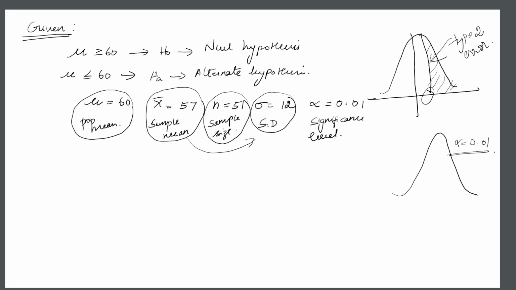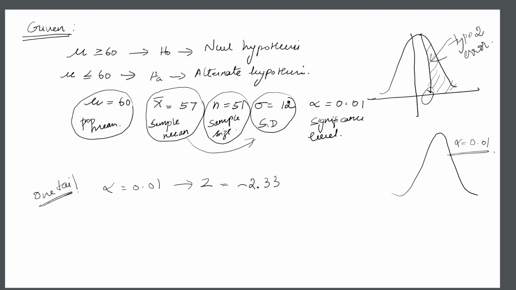So let's go ahead. From the normal table, for the significance level 0.01, to find the Z score, the Z score will be minus 2.33. So this is the Z value.